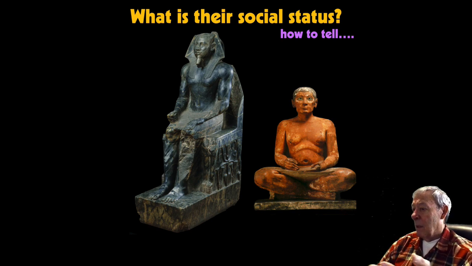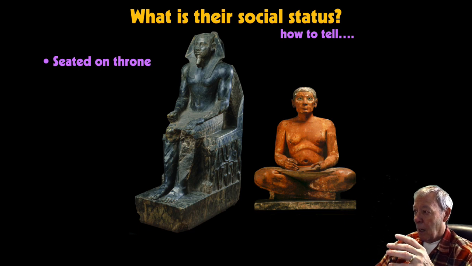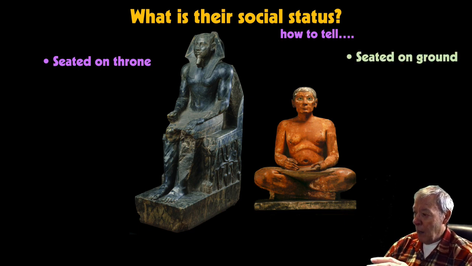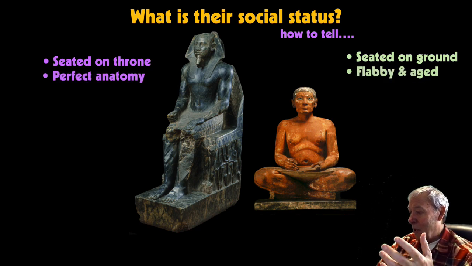So the guy on the left is seated on a throne. The guy on the right is seated on the ground. Now you can well imagine that the guy on the right would never be seated on a throne, and the guy on the left would never be sitting on the ground. Perfect anatomy for the guy on the left. The guy on the right, flabby and aged looking.